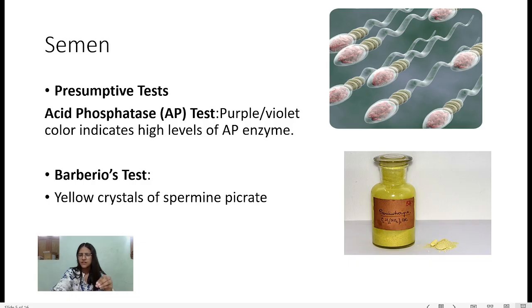Significance is that this test is actually a classical presumptive test, but is now rarely used because it's not so specific, so it's rarely used.